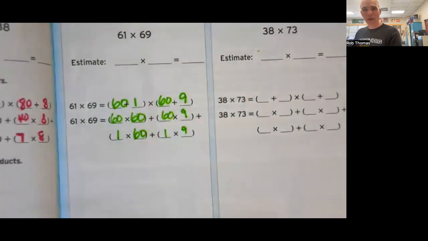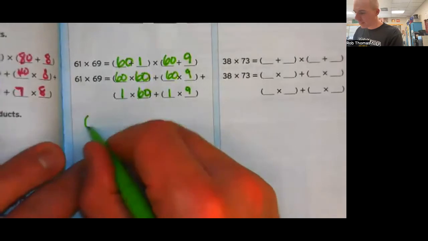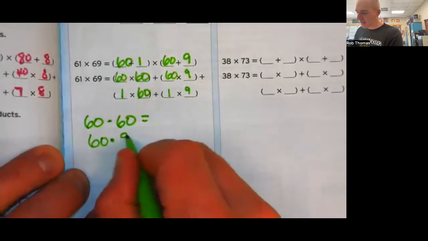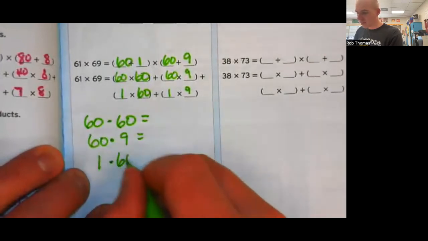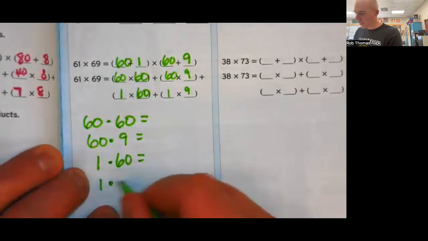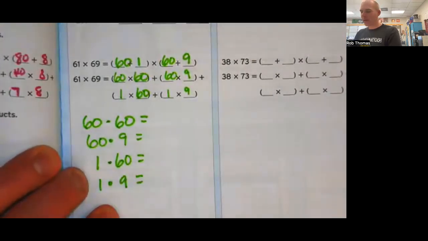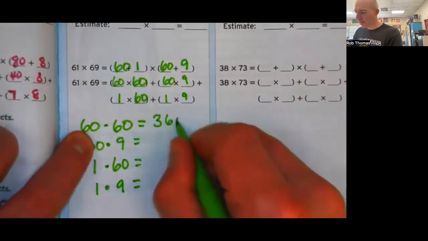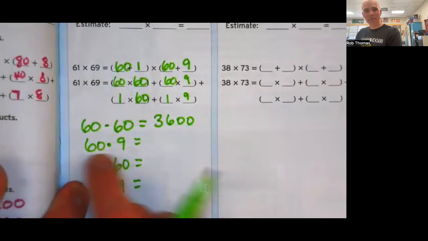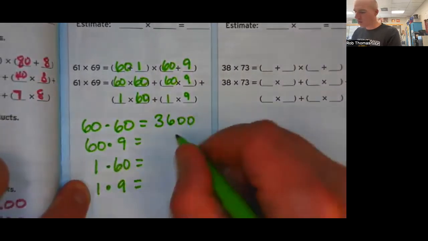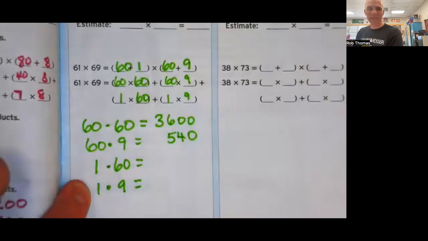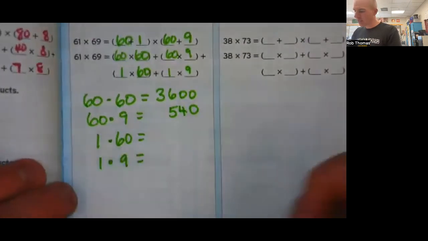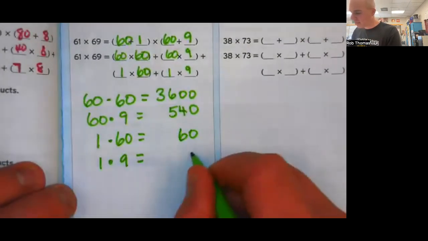And so your partial products should have been 60 times 60, 60 times 9, 1 times 60, or 60 times 1, whatever, and 1 times 9. 6 times 6 is 36. Throw a couple extra zeros on there. We got 3,600. 6 times 9 is 54. Toss an extra zero on there. We got 540, and I'm lining it up nicely and taking the time and effort to write it neatly. And then we got 1 times 60, which is 60. And we got 1 times 9, which is 9.